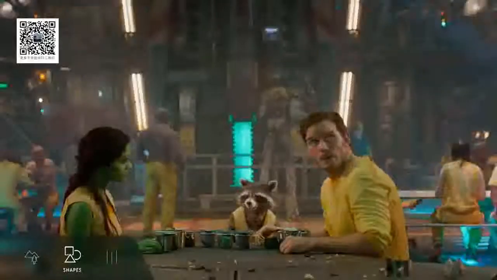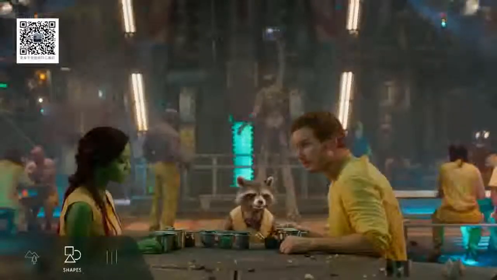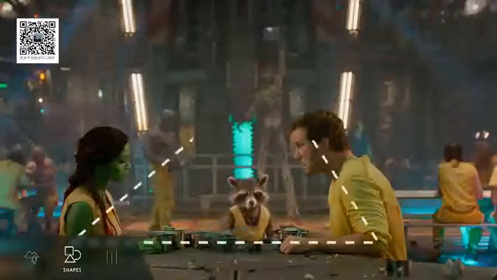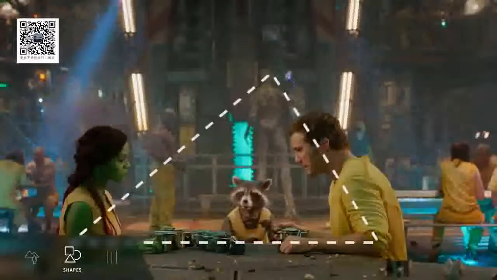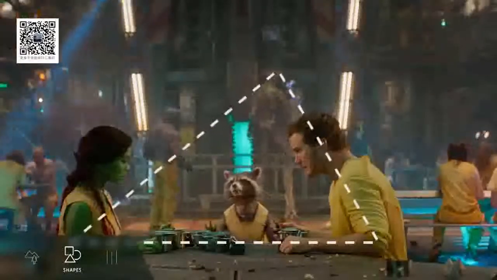Let's watch this scene from Guardians of the Galaxy. James Gunn carefully framed his subjects to form a triangle pointing to Groot. The moment is played for a joke. The conversation happens, while important action is staged behind it.